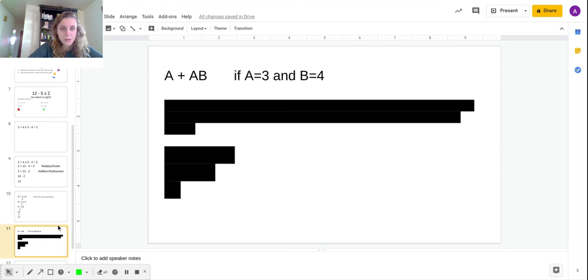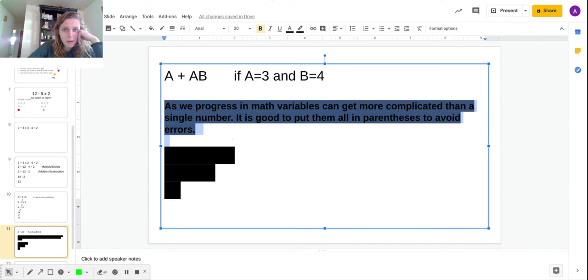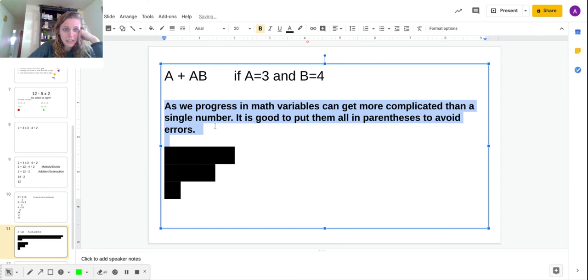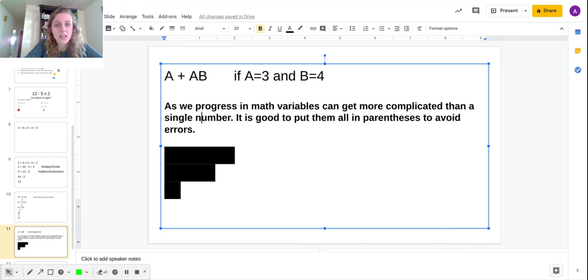Okay, let's try one with variables. So if I have a plus ab, if a equals 3 and b equals 4. An important thing to remember is that as we get going in math and algebra, the variables that we're going to be substituting in for are going to get more complicated than just a single number. So today we're just working with single numbers, but sometimes these will have other variables in them or multiple numbers and different things. So it's good practice to put them in parentheses to avoid making errors in the long run of math. It doesn't seem very necessary today, but it will be necessary later.